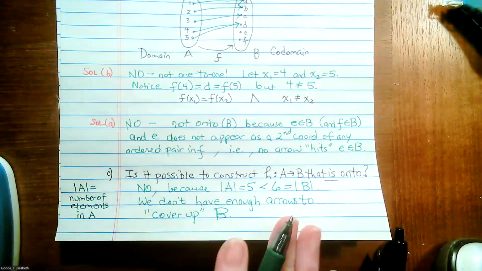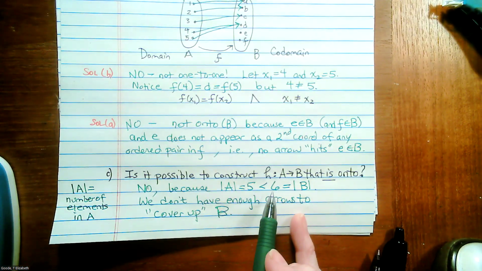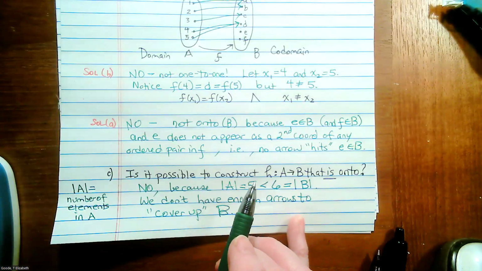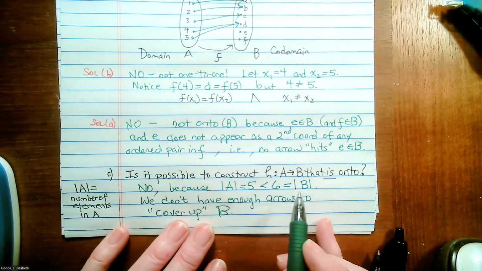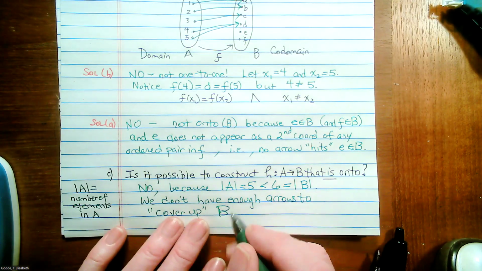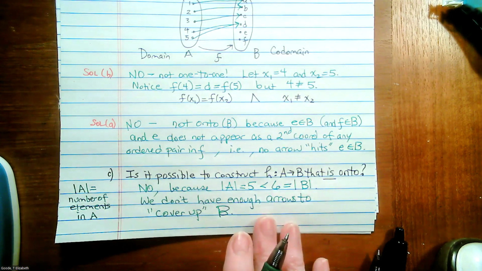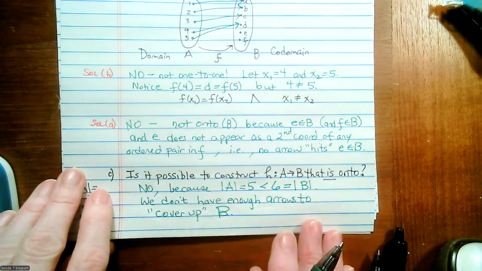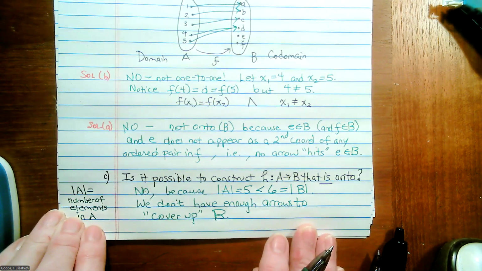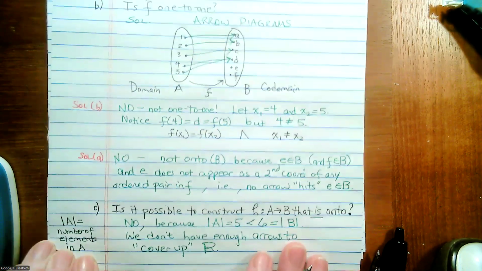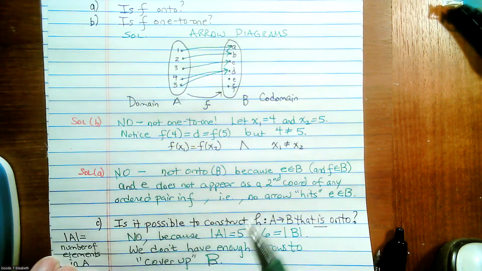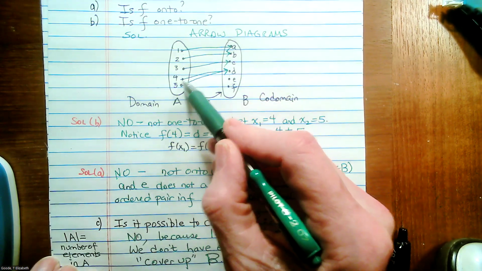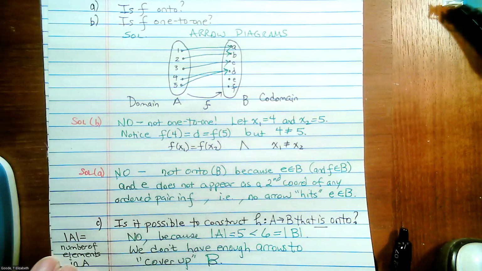the set B. So whenever we're looking at finite sets or sets that have different cardinality, and that means they're different sizes, if the domain is smaller than the codomain, it's simply impossible to build an onto function. Now, is it possible to build a one-to-one function? This function that we built here is not one-to-one because both 4 and 5 map to the same codomain element.